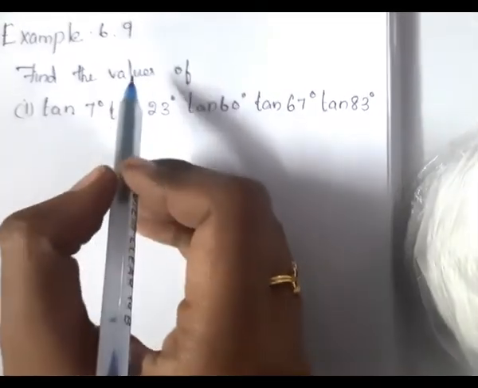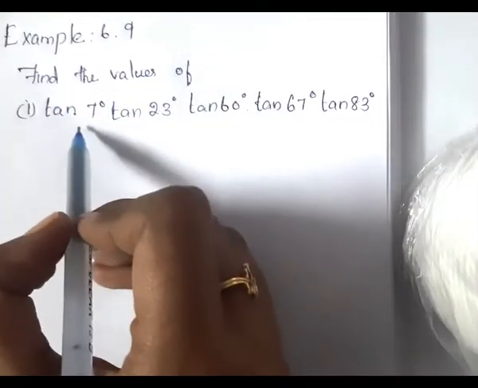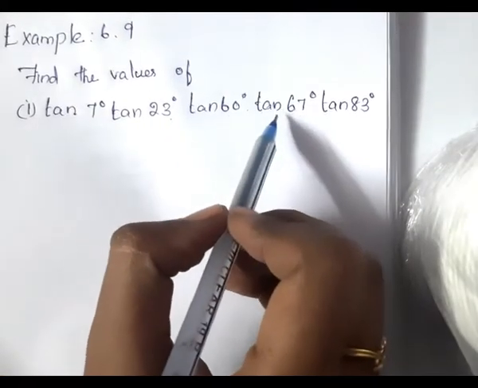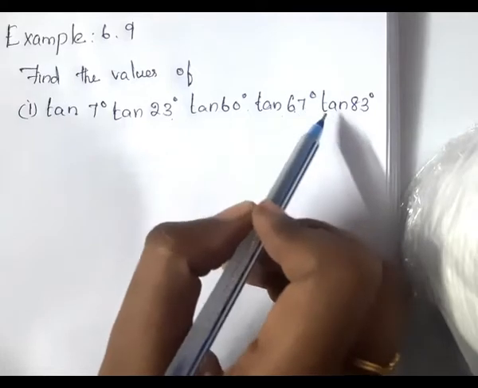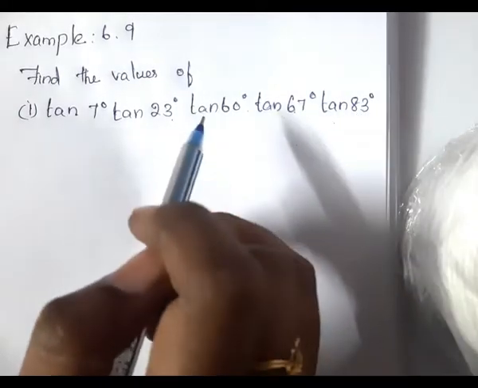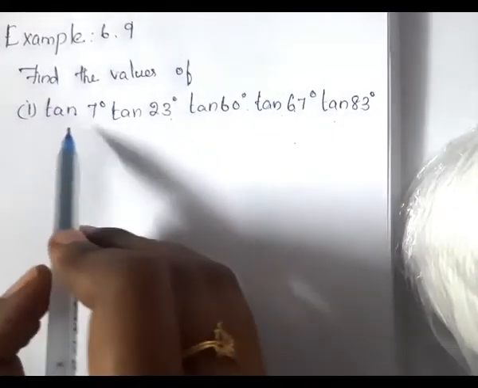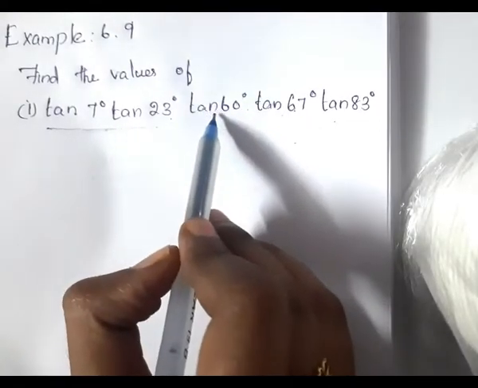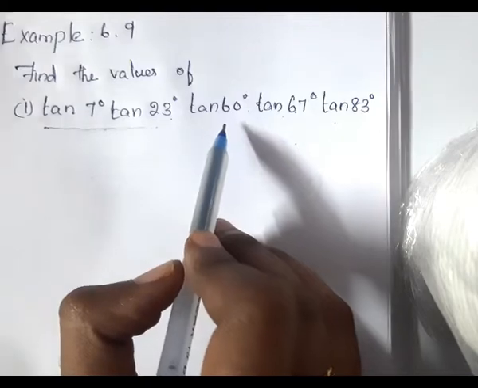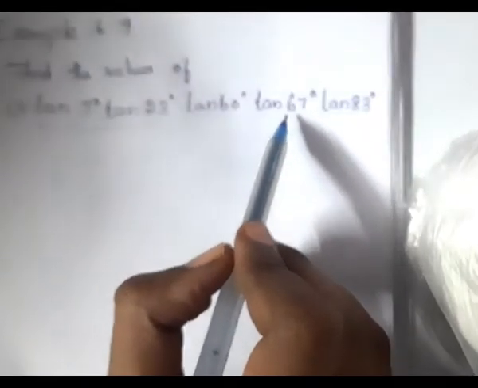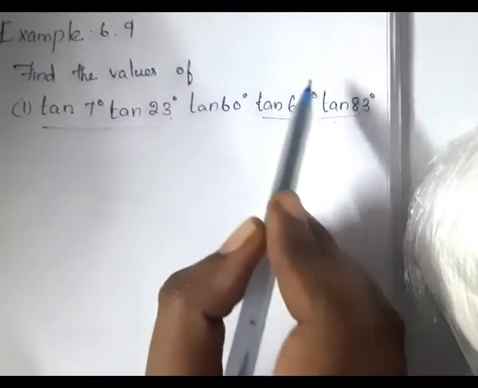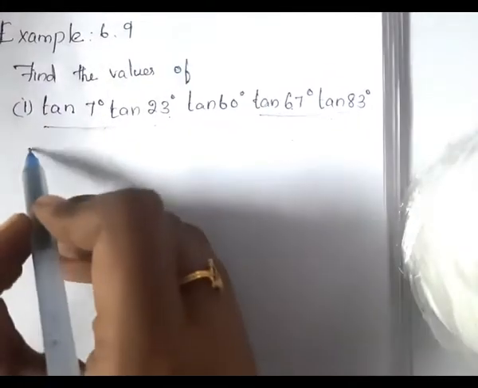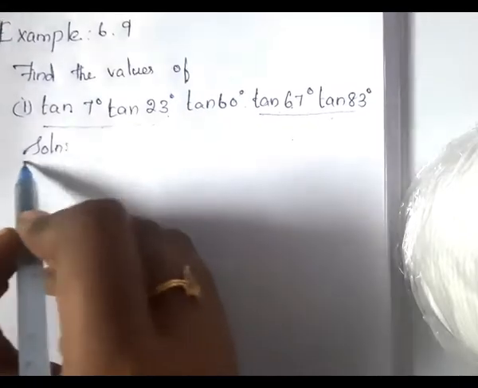Example 6.9. Find the value of tan 7 degree, tan 23 degree, tan 60 degree, tan 67 degree, tan 83 degree. So in this problem, we are going to keep the first two terms as it is. We know the value of tan 60, that value we have to apply. Then next two terms we have to change using complementary angles. Okay. Solution.